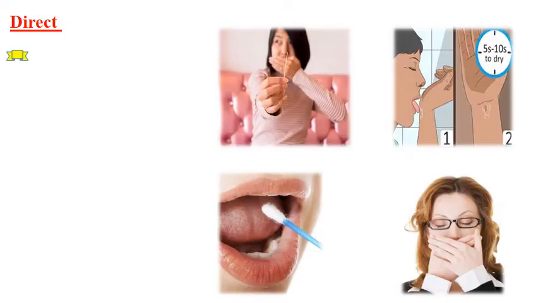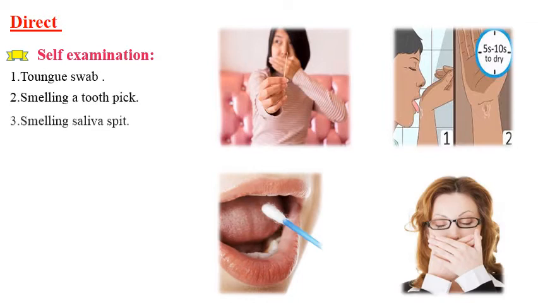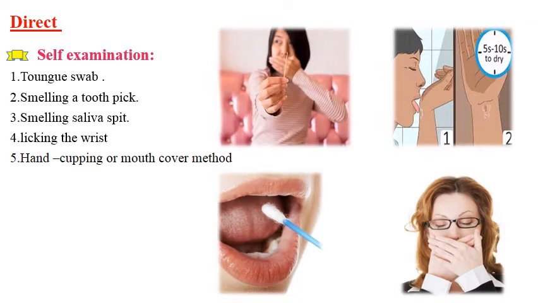Firstly, direct measurement. Self-examination. Smelling one's own breath. This can be done by tongue swab, smelling a toothpick, smelling saliva spit, licking the wrist, hand cupping or mouth cover method. For example, when the patient licks the wrist, subjects are asked to extend the tongue and lick their wrist in a perpendicular fashion. The presence of odor is assessed by smelling the wrist after 5 seconds at a distance of about 3 cm. However, this measurement of oral malodor is unreliable and one should be careful with such information obtained from the patients.